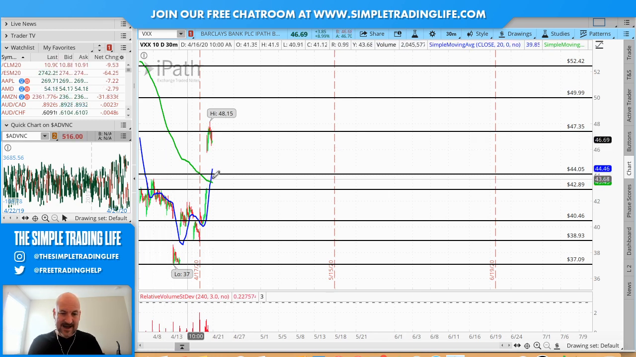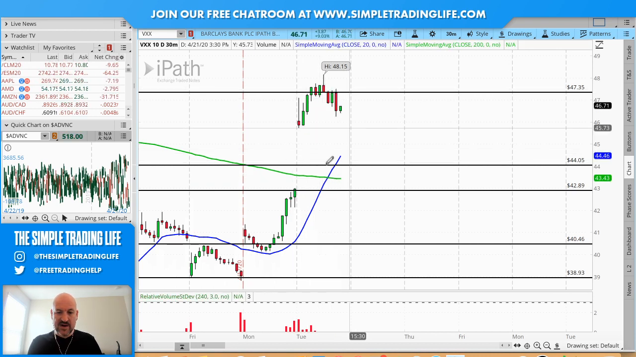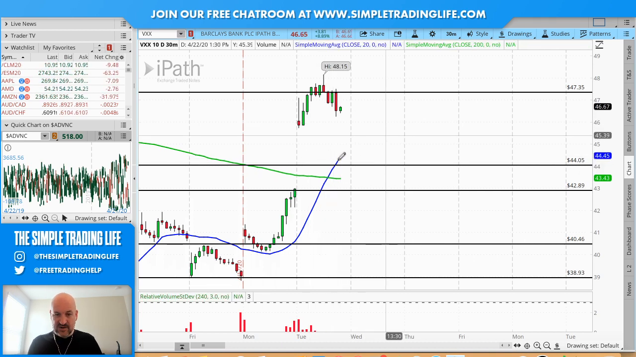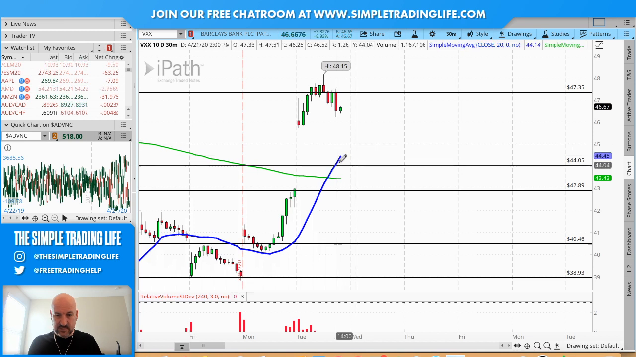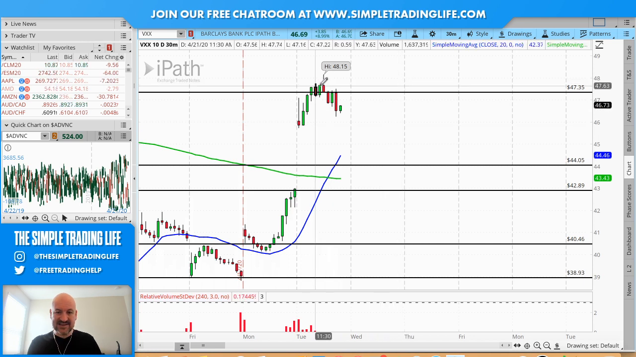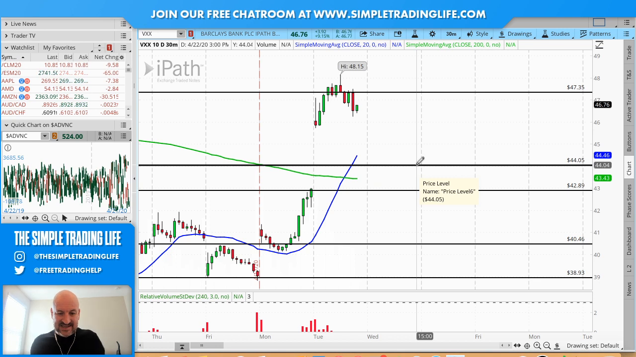I would expect that where we're rejecting right here, price is going to come back somewhere in this gap, and then it's going to turn back around. It might even come back to the 20 at some point because the 20 is going to keep moving up. It's going to come down. It's going to find some support. It's going to come back, and it's going to try to go higher. So that's what I see playing out in the short term on VXX.